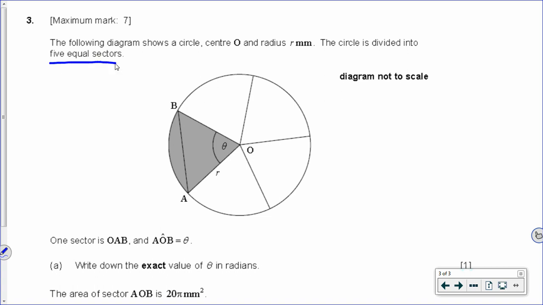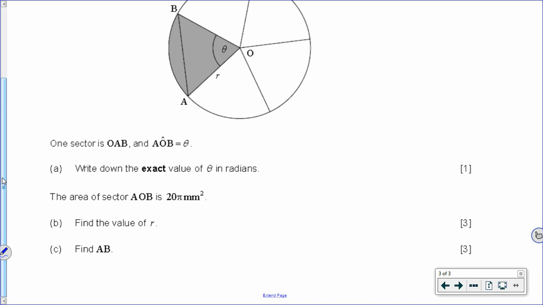So we can figure out theta without too much trig because it's a circle. Circles are 360 degrees, or 2 pi if we're talking radians, and I'm splitting it into 5 equal sectors. So if you think about this little inner circle here, that has to be 2 pi completely, then each one of these must be the same. There's 5 of them. All I need to do is take 2 pi and divide it by 5, and that'll be theta. So the very first thing it asks us to do, write down the exact value of theta in radians. It's a 1-point question.